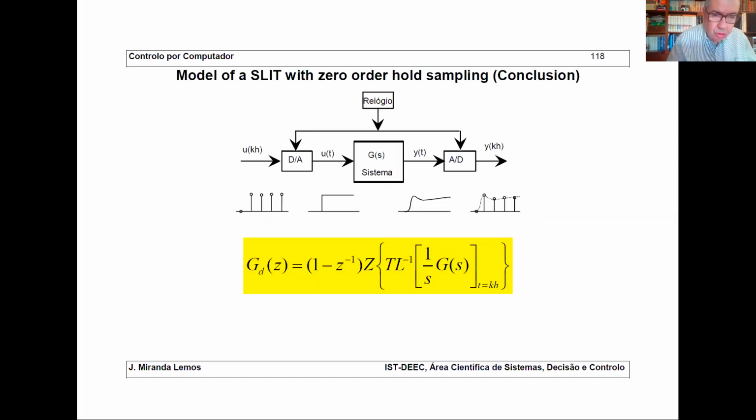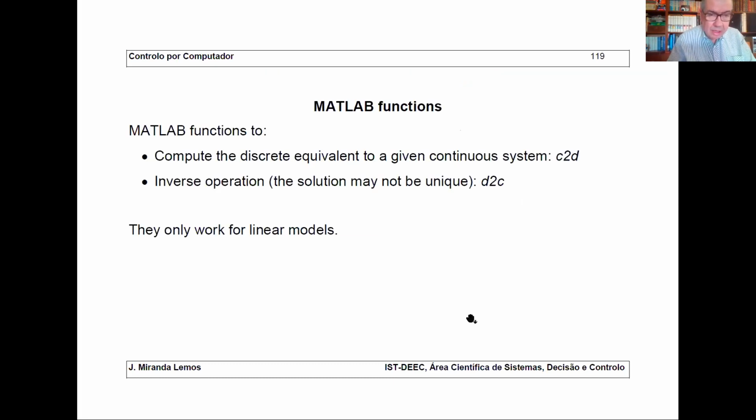Let's proceed to do one example. So the conclusion that we have is that the discrete time transfer function of a continuous time transfer function sampled by a DA and the AD that are modeled by a zero order hold is given by this expression here. Okay, so let's see an example.